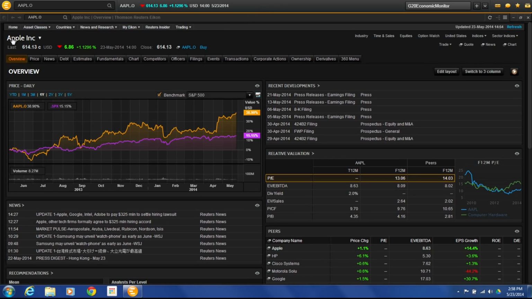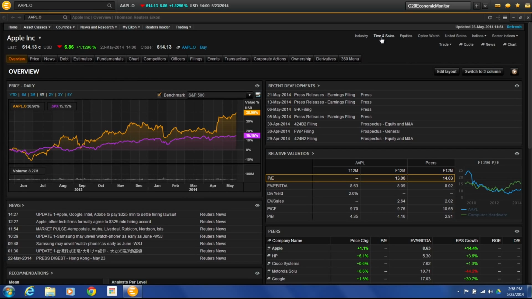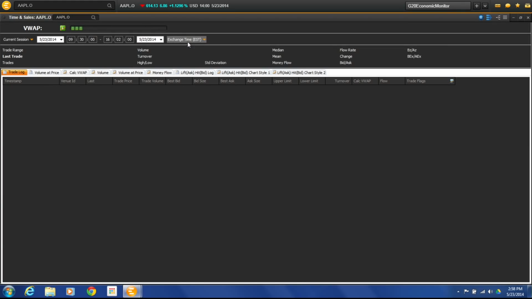If we are on the home page of any stock, right now I have Apple open, you'll see this little link up here called time and sales. You can also access time and sales through the apps by going to My Apps and then time and sales, but I'm going to access it through here. It automatically links me to the stock that I have open, so that I can see the relevant information.